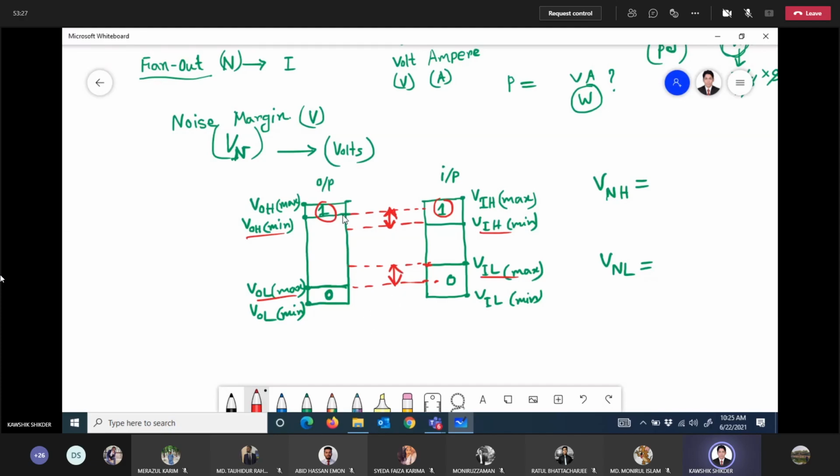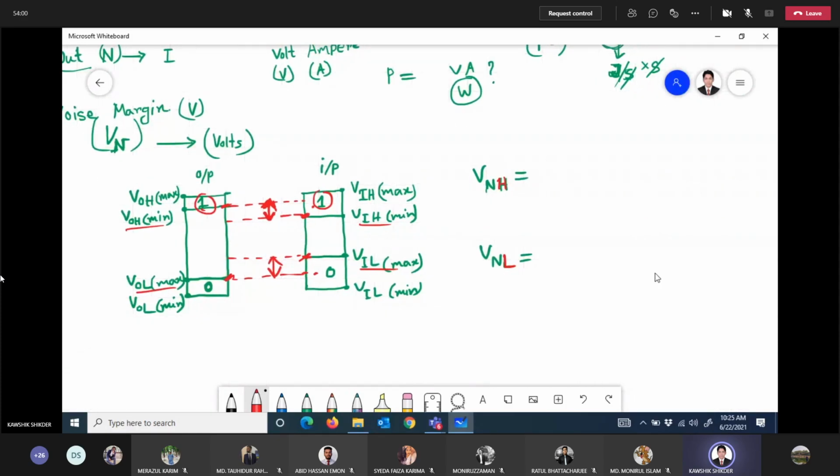Is it maximum or minimum, this point? Minimum. That means the difference between these two minimum levels. Because both are high. And here both are maximum, this one maximum, this one also maximum for low level. That's why L. So just write the equation from this diagram. Just the difference between these two levels. Difference means what should be the sign?